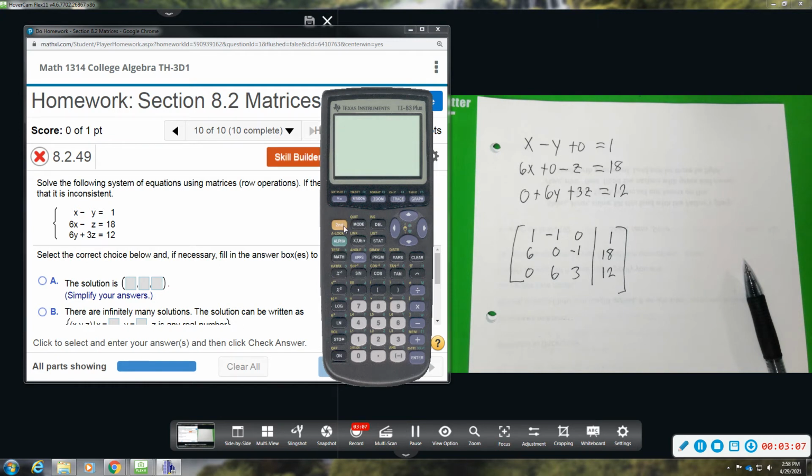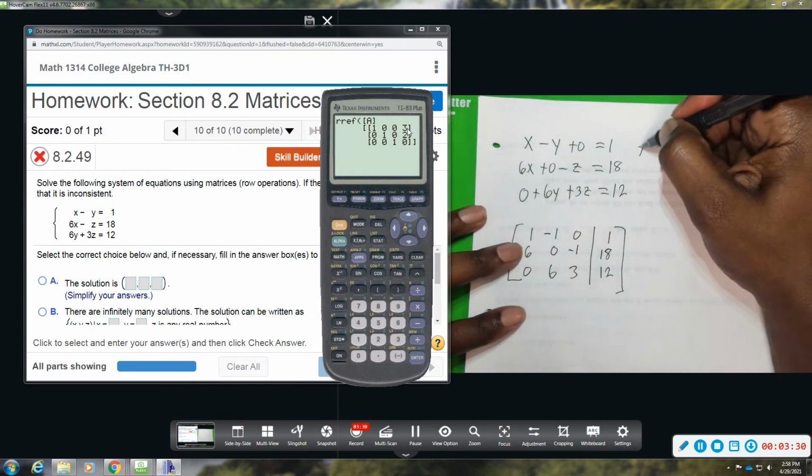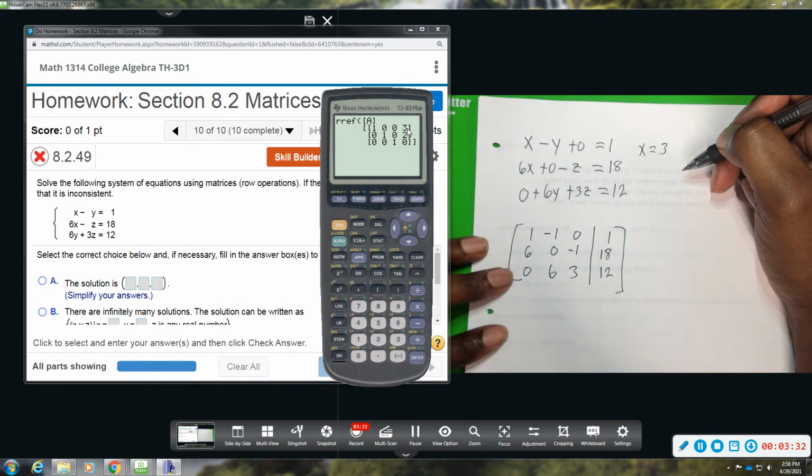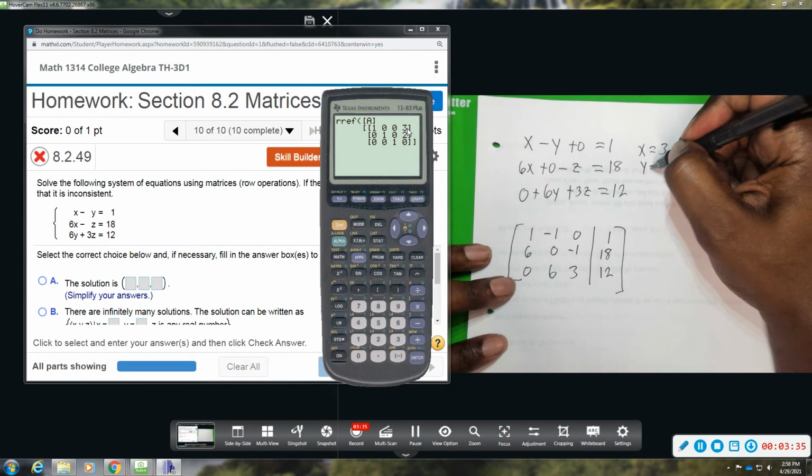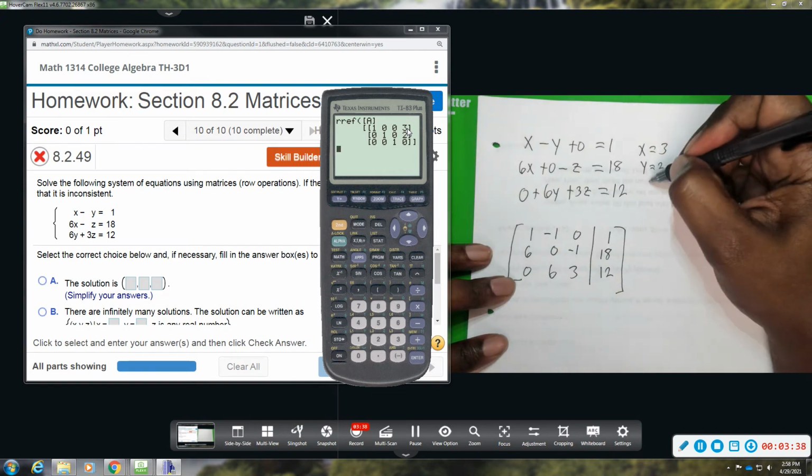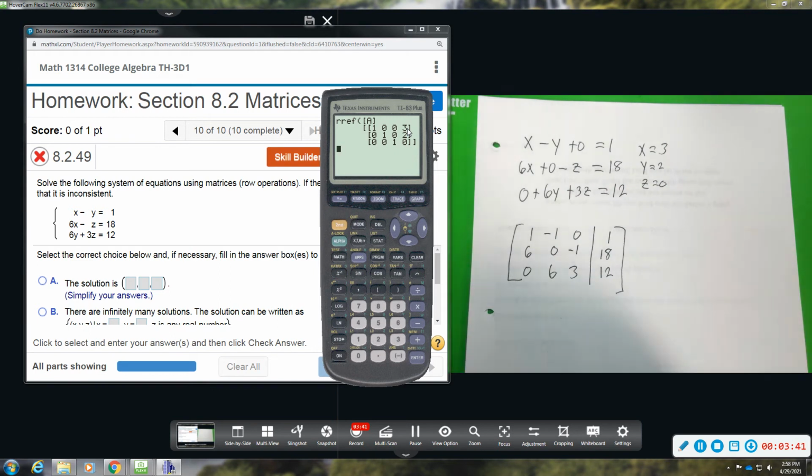We're going to go second matrix again, over to math, up to RREF, and then we're going to go second matrix one more time, enter on A, that's the one we just edited, and solve it. So what we see is that X is 3. I'm going to go ahead and write this down so that when I finish, I know if I have it right. X is 3. In the middle column, Y is 2. And the bottom row, Z, is 0. So this is what we should end up with, 3, 2, and 0. Ones down the diagonal, zeros everywhere else.